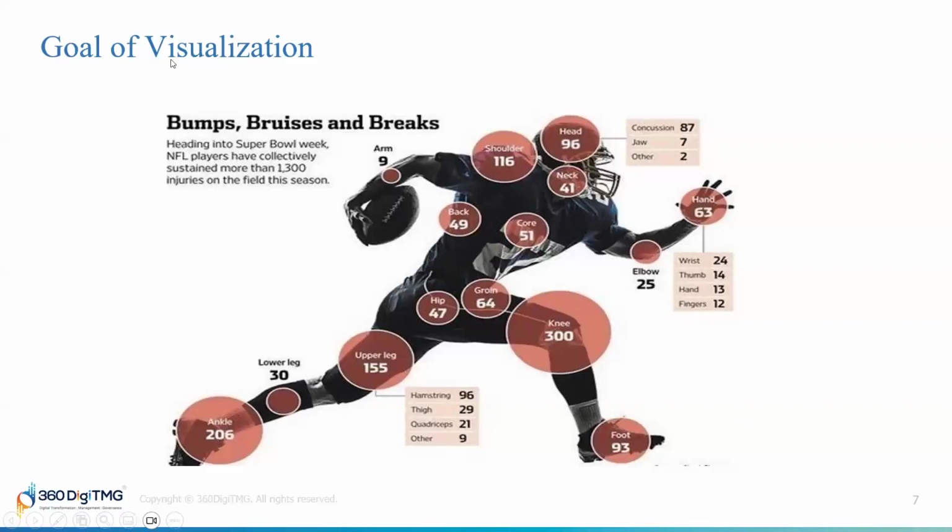What is the goal of data visualization? At a glance, the moment you look at the chart, you should be able to understand, at least at a high level, what it is trying to tell without giving much thought. Okay, at a glance. So this chart, without giving much thought, the moment I look at it, I can understand that it is talking about injuries, right? Why? Because it's very clearly written over here, bumps, bruises, and breaks.